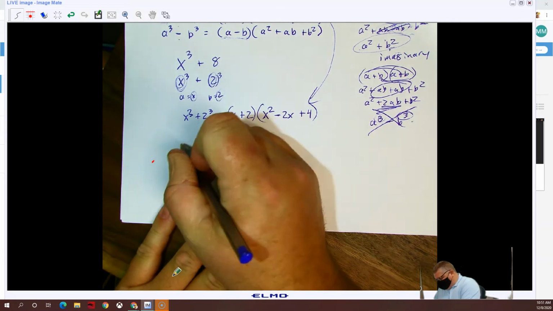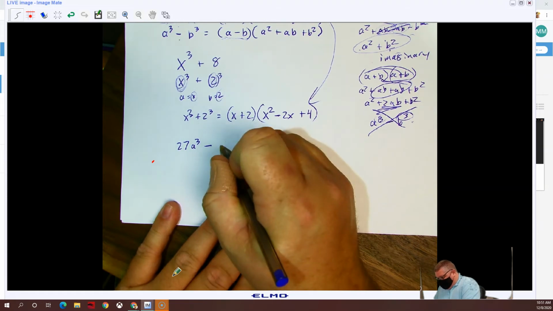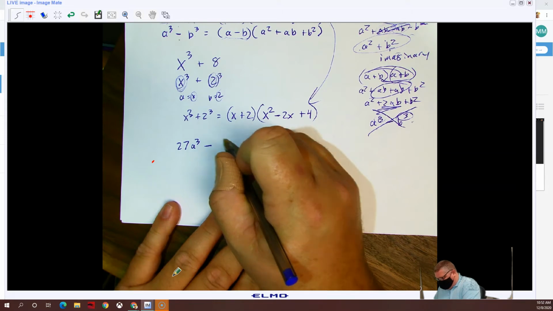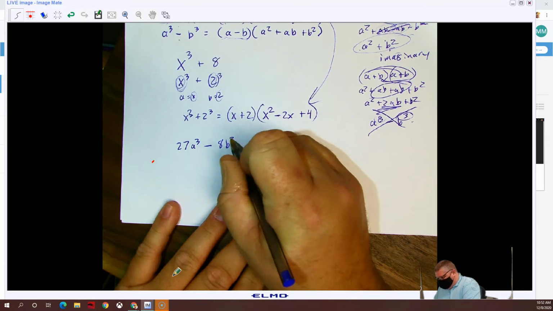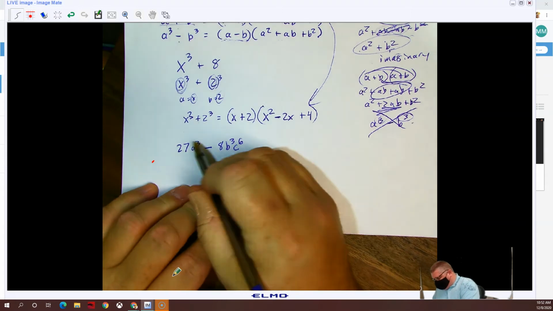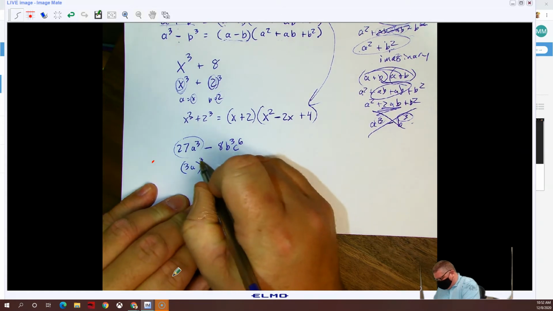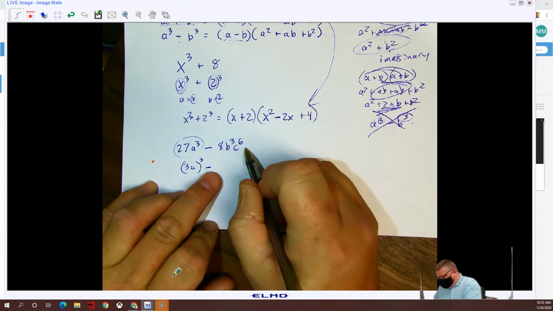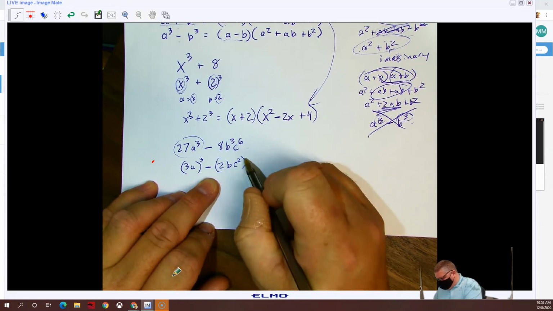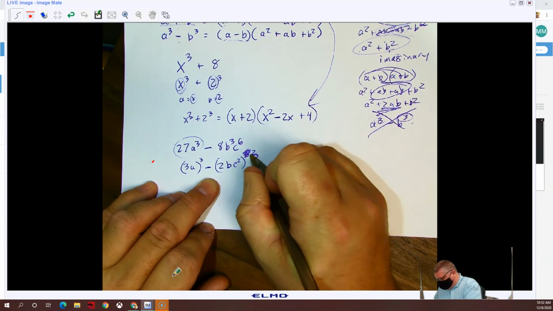Now let's do something more challenging than that. Let's go 27a cubed minus, let's see here. I don't know, let's go with 8b cubed again, and let's make a c to the 6th. There we go. So in this case, this is still a perfect cube because I could say 3a, the whole thing cubed, would make 27a cubed. This is still a perfect cube because I have 2 and a b, c squared, all to the cubed power, so to the third power.